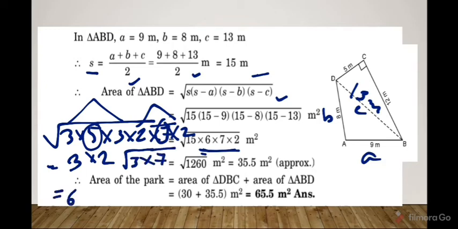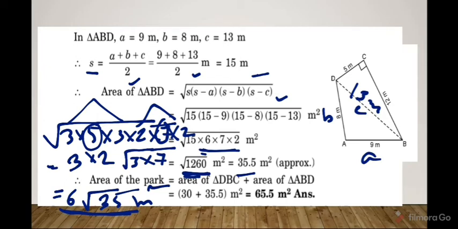So the answer will be 6 root 35. As you can see here, the value is 12 root under 1260 meter square. Now you can simplify this root under 1260 in this way, and your answer will be 6 root 35 meter square.